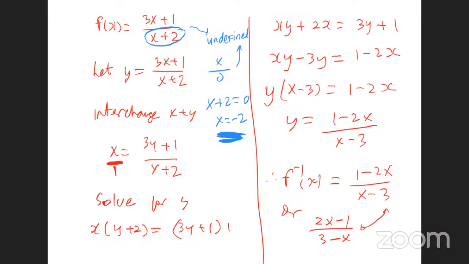You all got that? So all we have to know is what value of x will make the denominator 0. In this case, x is minus 2. You okay with that?